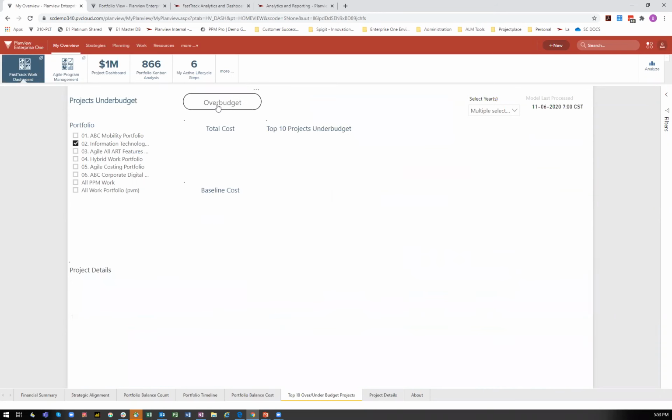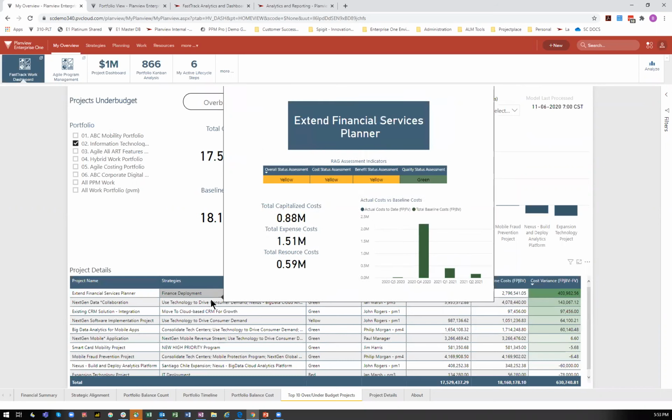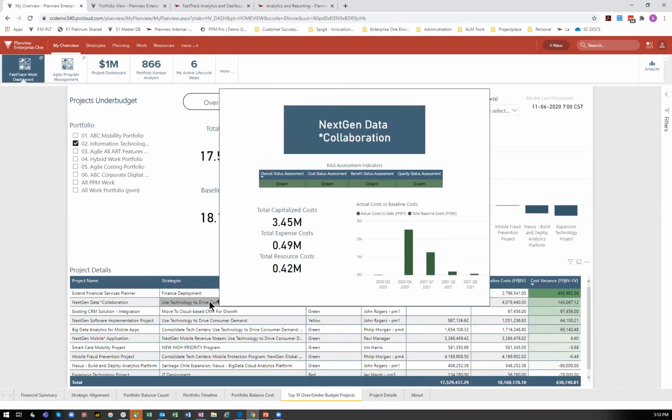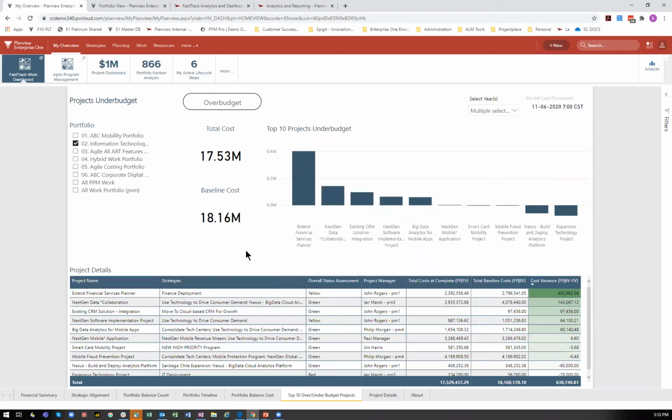If I flip the lid and look at everything that's under budget, I could see that the next gen data collaboration one here is generating about $143,000, so we're ahead of budget right now as it stands, at my fingertips. All work costs money, but these are traditional PPM views.